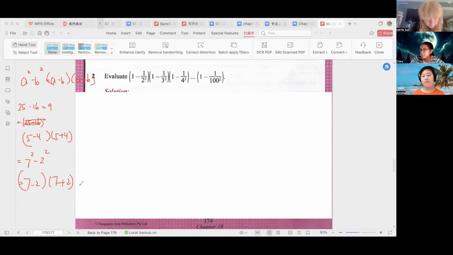So now let's take a look at this one. So 1 minus 1 over 2 squared, 1 equals 1 squared, correct? So this one, can we rewrite it as 1 minus 1 over 2 times 1 plus 1 over 2? Can we rewrite it like that? Okay, so the next one, Zoe, can you rewrite it for me? Equals what?